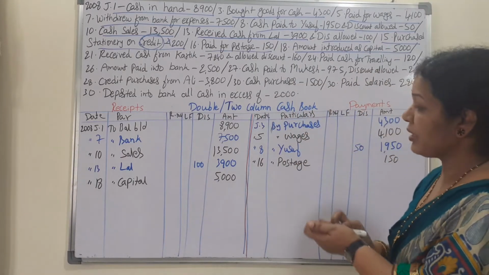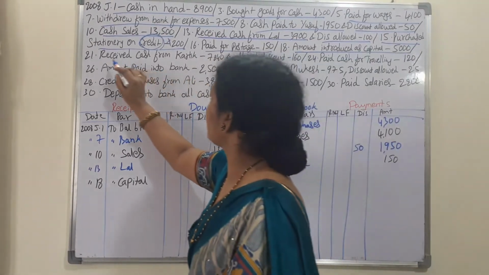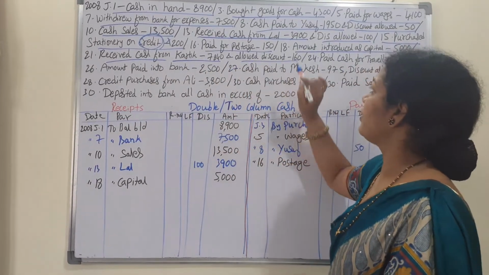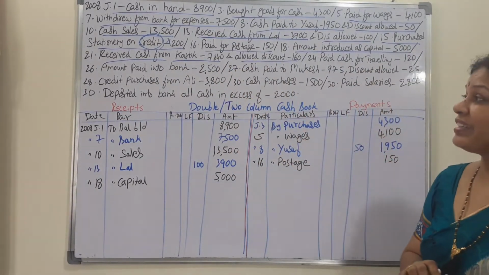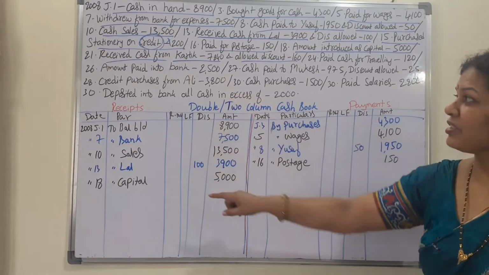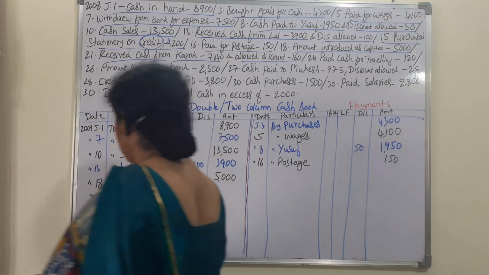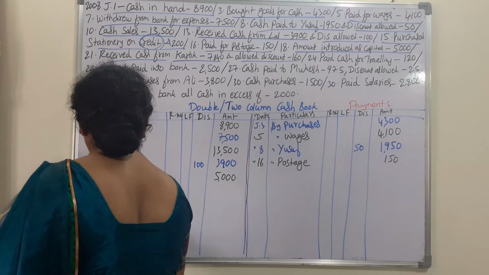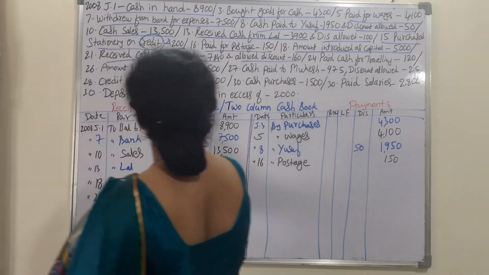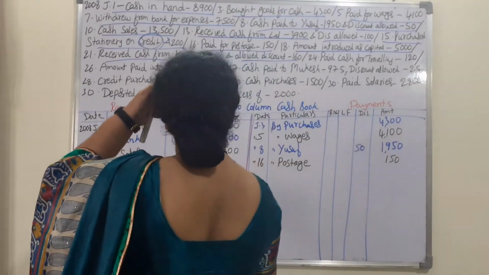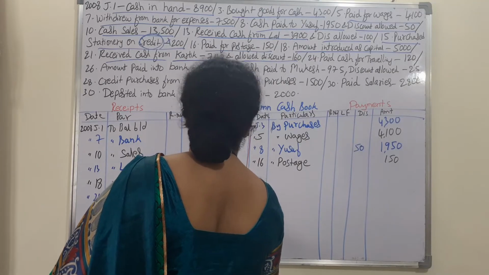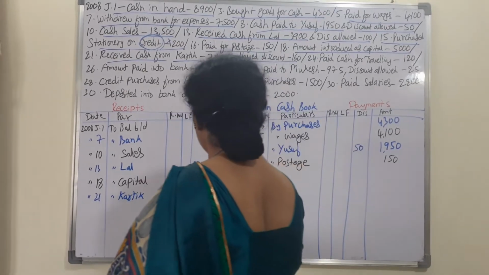Next, received cash from Carnatic. From Carnatic we are receiving this much amount, allowed discount of 160. Receiving is on the debit side. So it's on the debit side, 21st, to Carnatic. From Carnatic we are receiving 7,840 and allowed him discount 160.